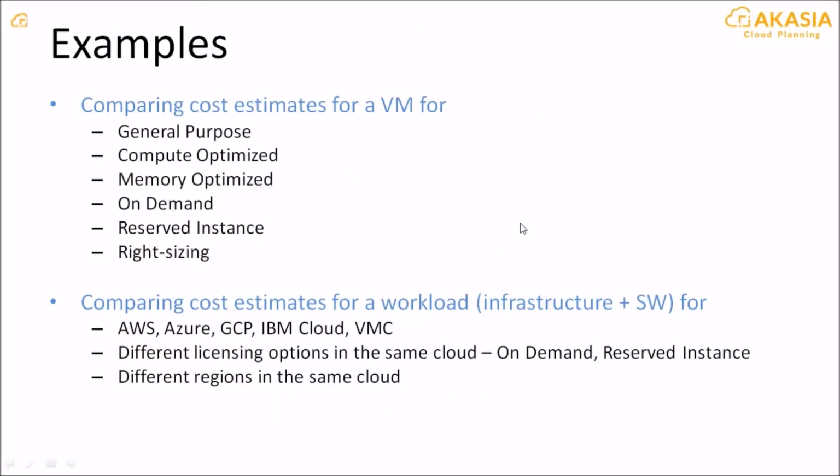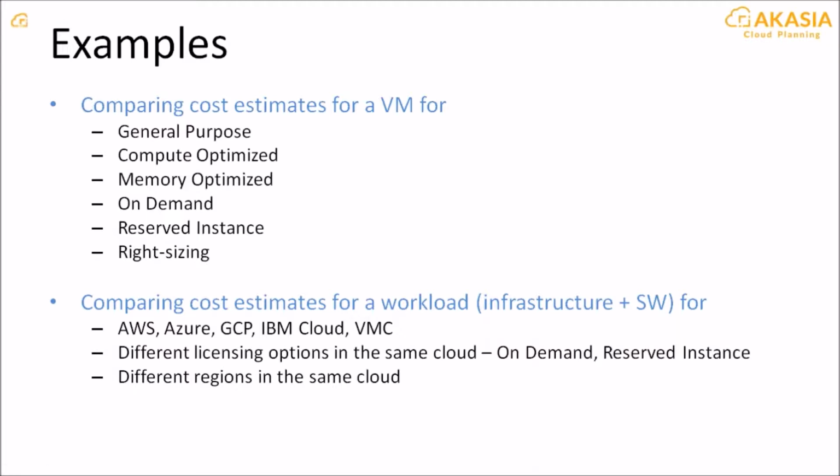Now let's get into the actual examples. So we will do two things here. We'll compare cost estimates for a virtual machine, for general purpose, compute optimized, memory optimized, as well as for on-demand and reserved instance. And we'll go into right sizing. I'll describe what is right sizing a little later.